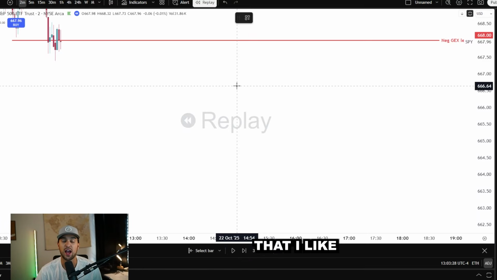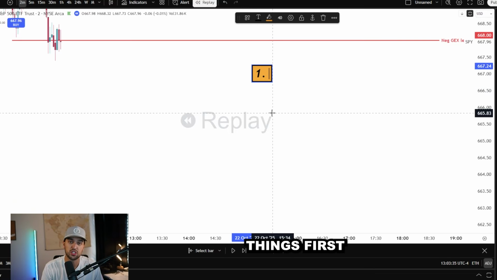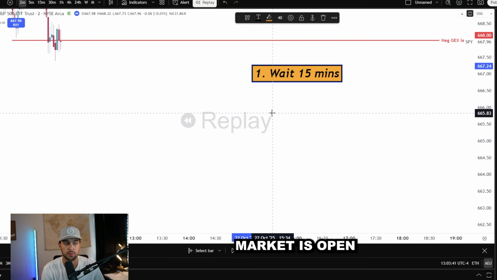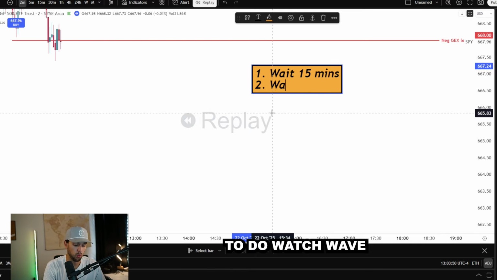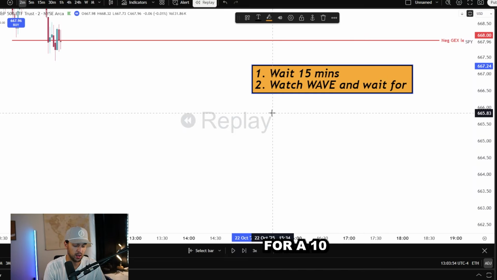This is the cheat sheet that I like to personally use every single day when I'm day trading SPY or QQQ. First things first, wait 15 minutes after the market is open.